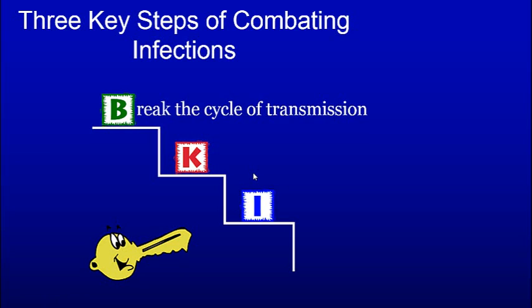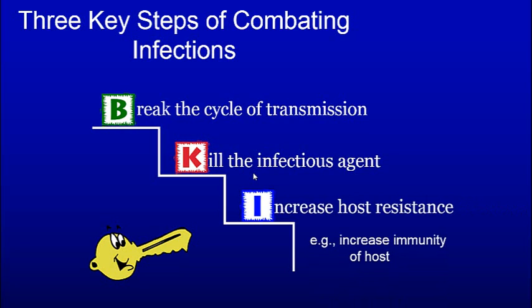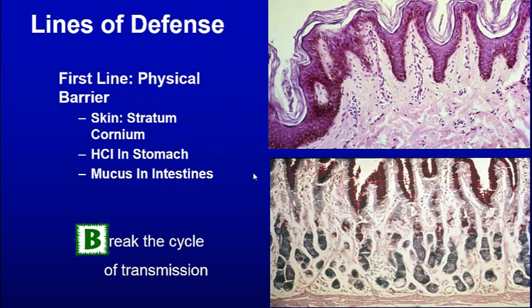Now, there are three key steps in combating infection. One is to break the cycle of transmission. You kill the vector so it doesn't bring them to you, or you don't let the plane land that has Ebola in it. You break the transmission. The second thing is you kill the infectious agents. And so this is why we disinfect our hands and disinfect things. Everywhere you see there are hand washes, it's disinfecting. Also, increase the host resistance, and that's by increasing immunity of the host is what you try to do.